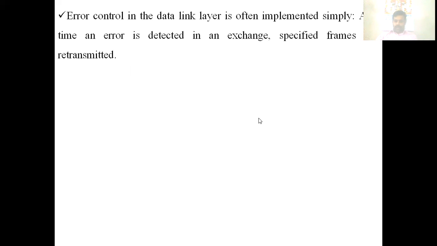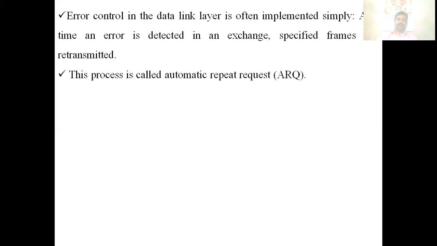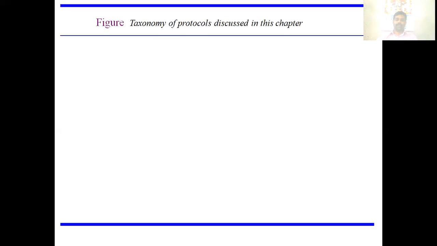Error control in the data link layer is very simple. Any time an error is detected in an exchange, the frames are retransmitted. Whenever some error is detected during the exchange of frames, the retransmission procedure is done. This process is called automatic repeat request. Whenever an error is detected, the sender is informed to retransmit the frame. So this process is called automatic repeat request.